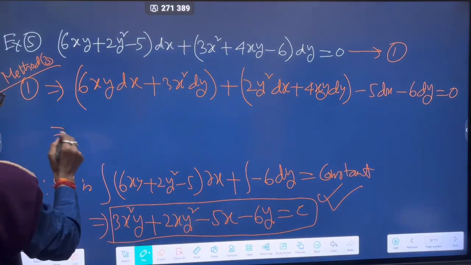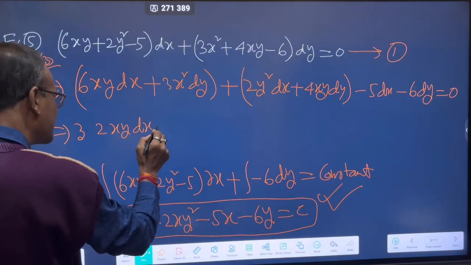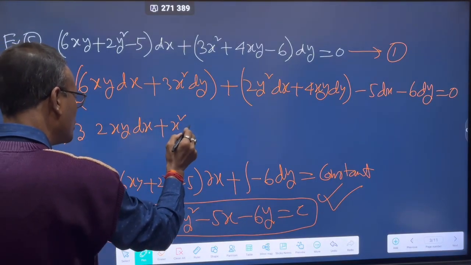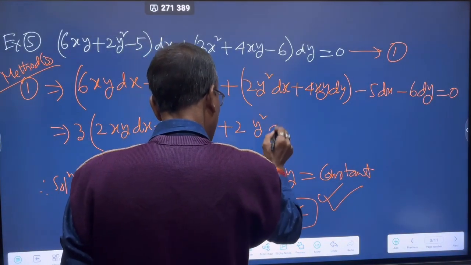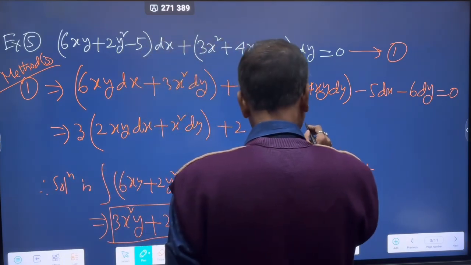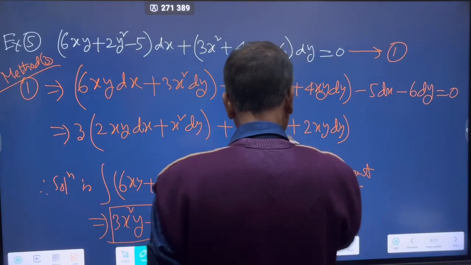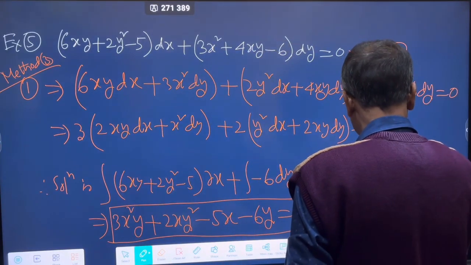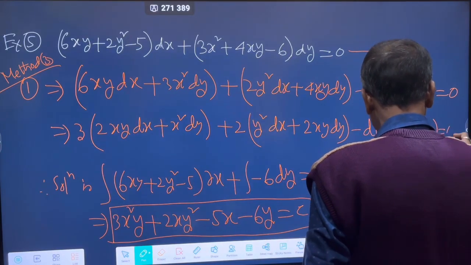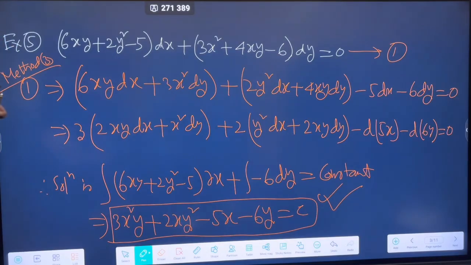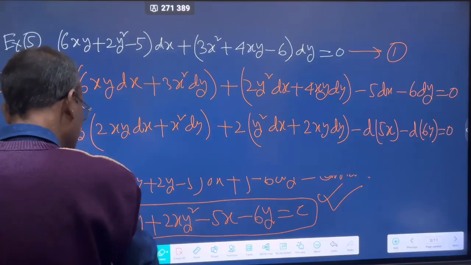This means 3 is common: 3 times (2xy dx plus x² dy), plus here 2 is common: 2 times (y² dx plus 2xy dy), minus d of 5x minus d of 6y equal to 0.